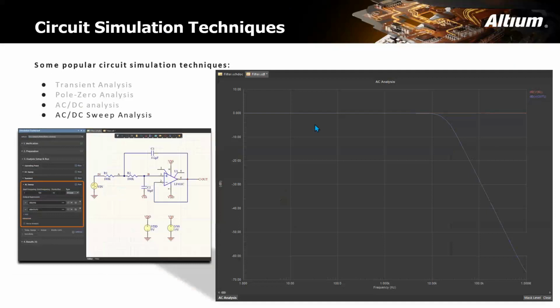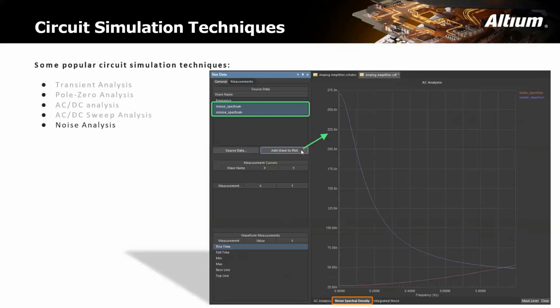Now let's discuss AC/DC sweep analysis. This technique enables you to investigate the frequency response of your circuit, revealing crucial information about its stability, bandwidth, and overall performance. With sweep analysis, you can effectively identify and address the problem areas in your design.